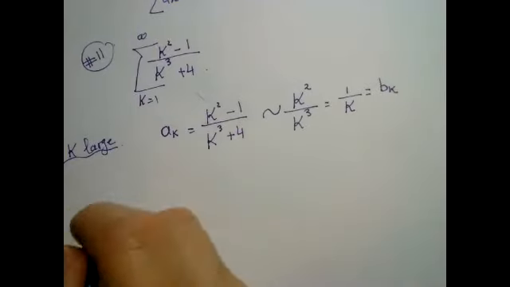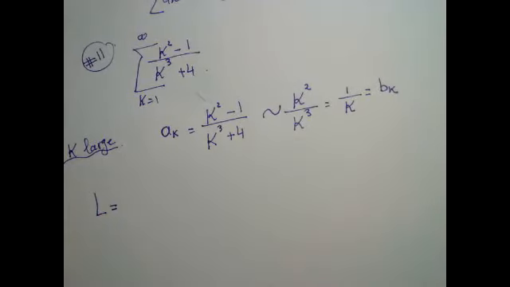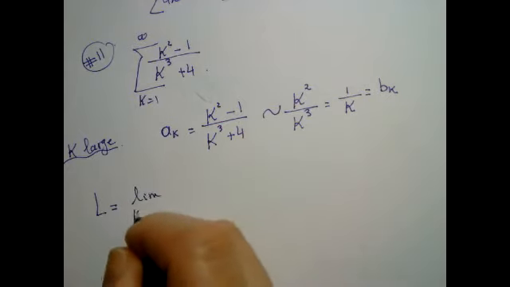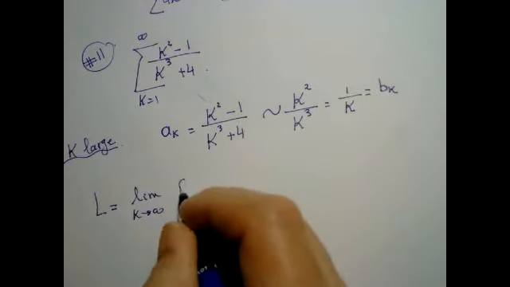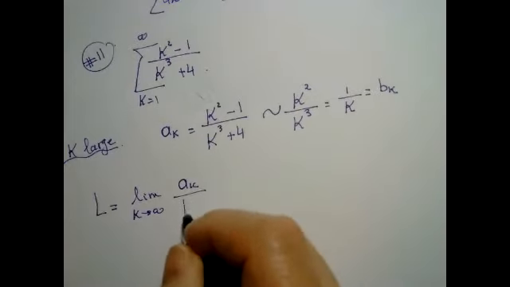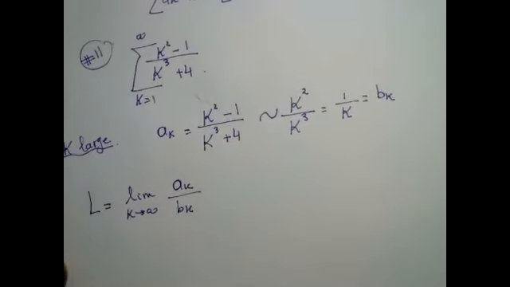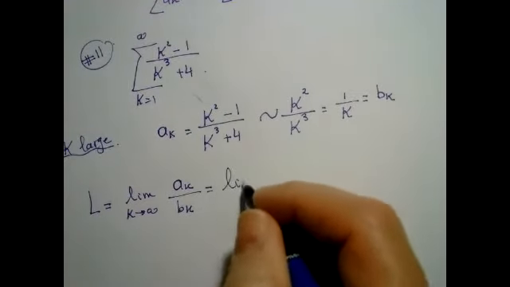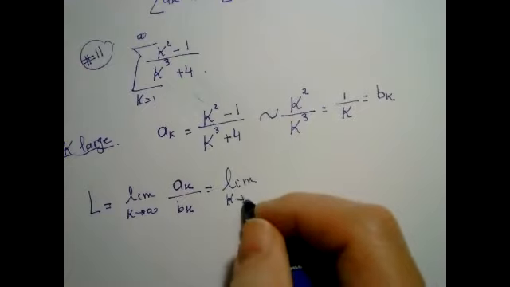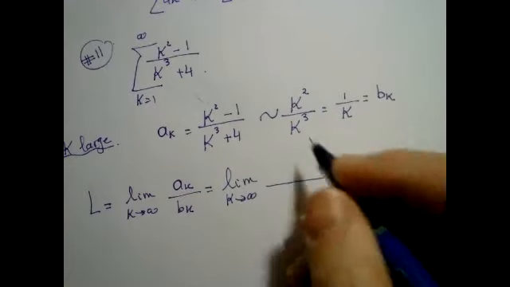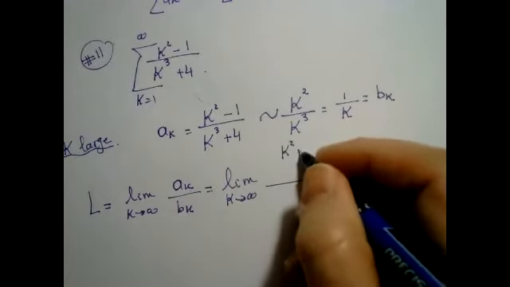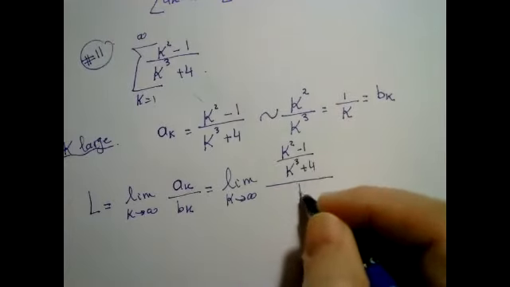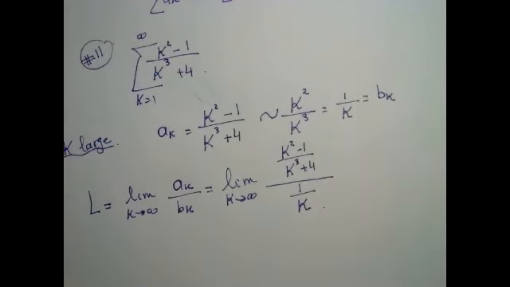So we have to compute the limit as K goes to infinity of the ratio AK over BK. We want to make sure that they behave the same way when K is large. So this will give me the limit of K squared divided by 1 over K.